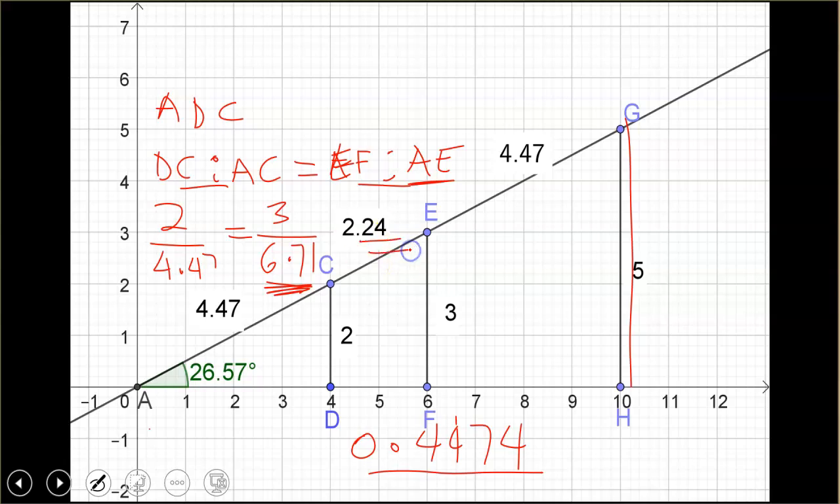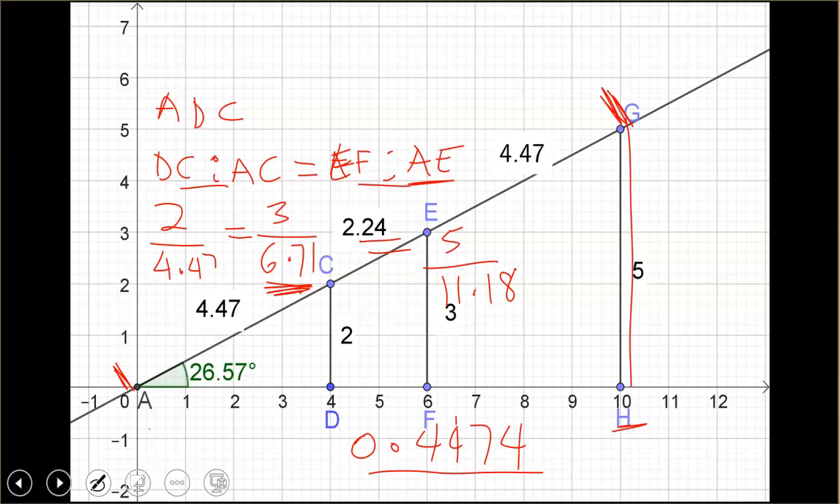Try it for that of the HJ, which is 5, also divided by AJ, and AJ will be 11.18. When you divide 5 over 11.18, you get the same answer as we have, 0.4474, and so on and so forth.